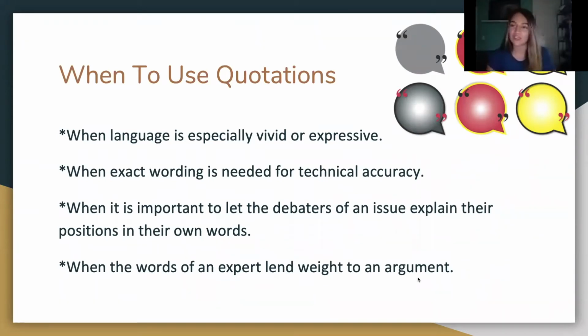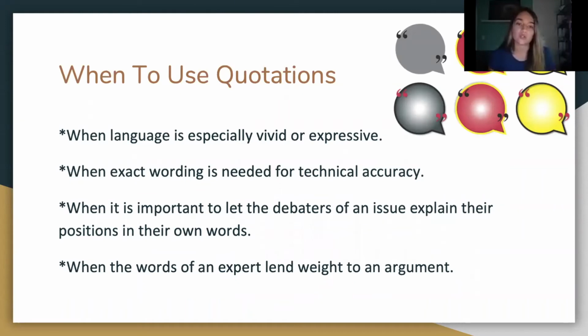Using quotations in papers is best when the language is especially vivid or expressive. Meaning, if you find a piece in a book or on a website and you think, oh, this is amazing, that's great language, or that's nice wording, I would put it in the paper and then explain why that's a good piece to put in.